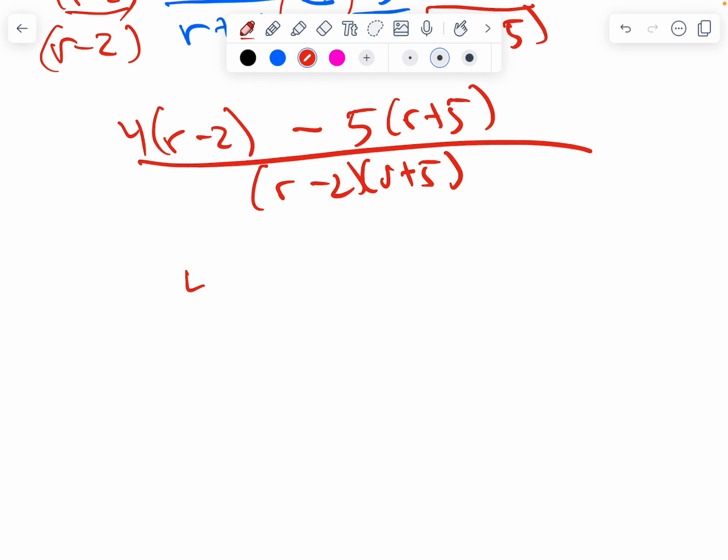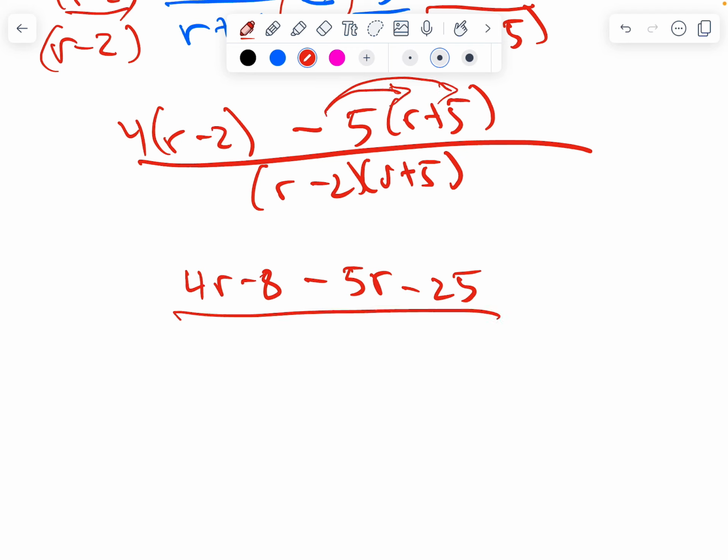Cleaning up a little bit is going to give us 4r minus 8 minus 5r minus 25. I almost put plus 25, but I caught myself. The minus 5 hits both of those things. All of that over those guys on the bottom.